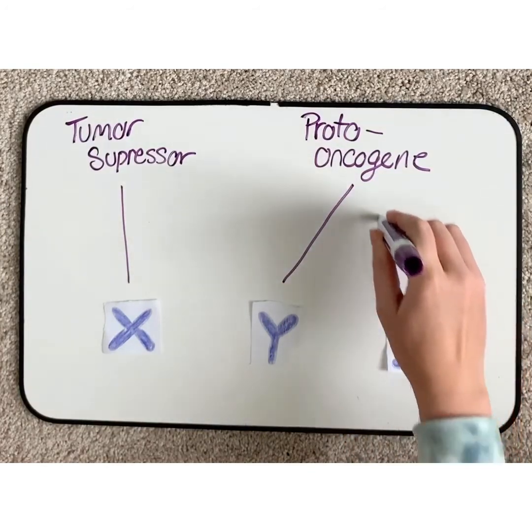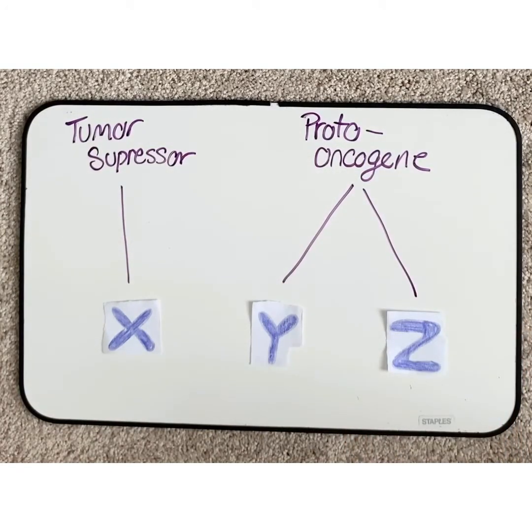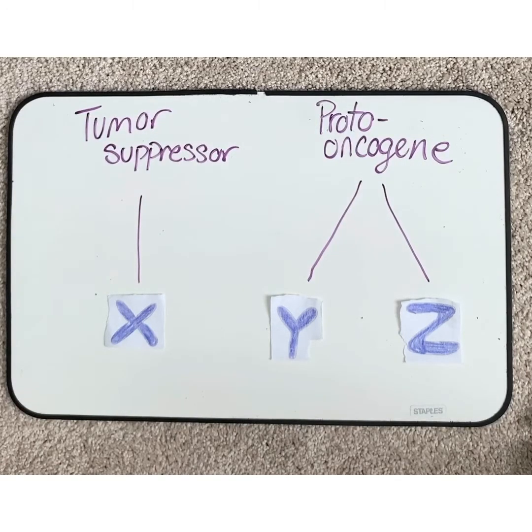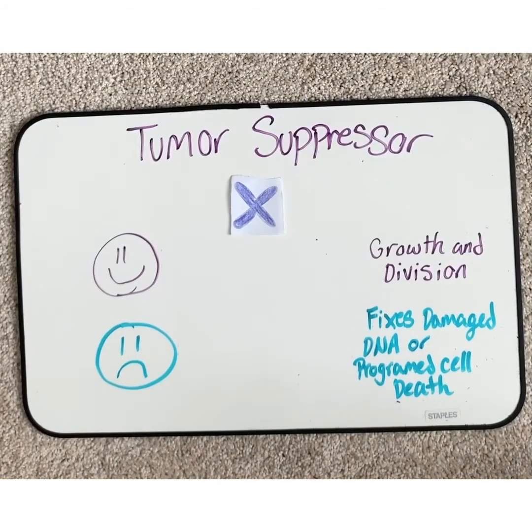However, genes Y and Z are more likely to be proto-oncogenes because they had a loss of function with only one allele mutated. In this case, genes Y and Z are likely to promote cell division, since that's what proto-oncogenes do. However, when mutated, they become oncogenes and uncontrolled cell division occurs.